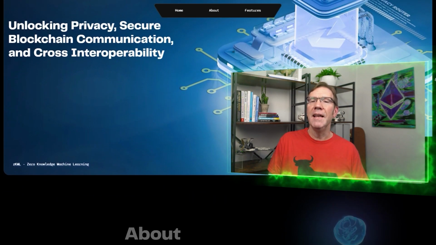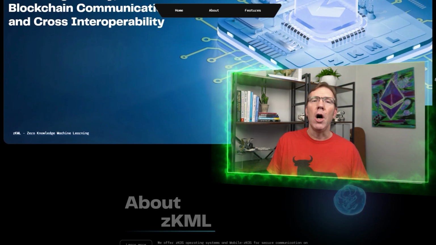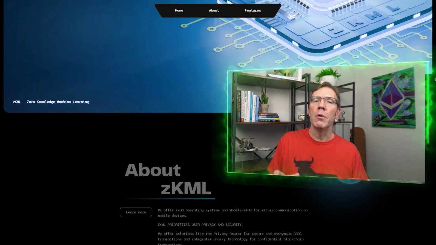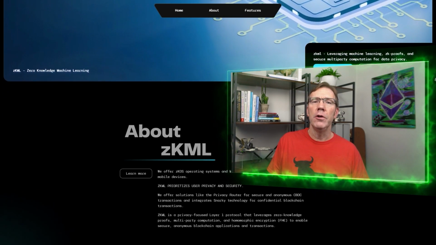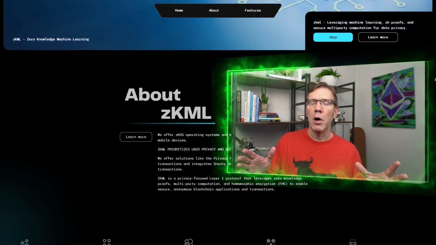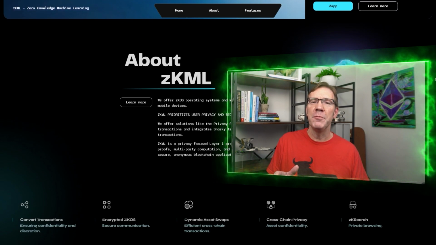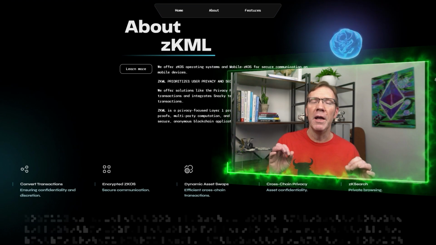Please remember that none of this is financial advice. All of these tokens in crypto are extremely volatile and they could go to zero tomorrow. Pay attention to your risk management. Don't put all of your money in one token.